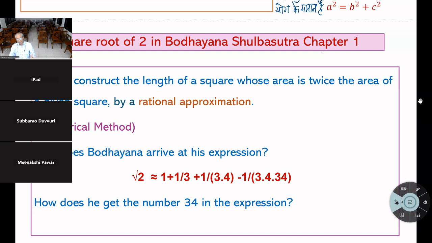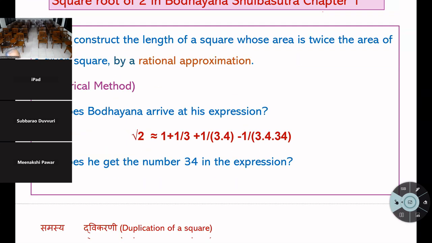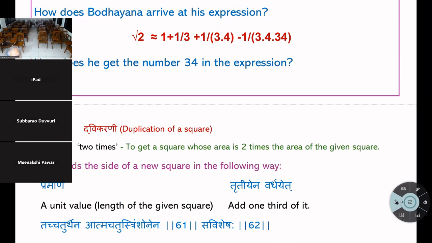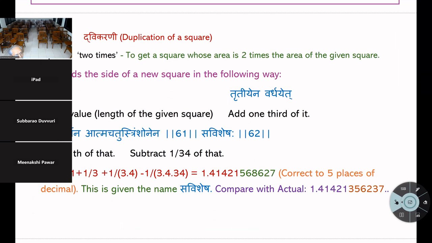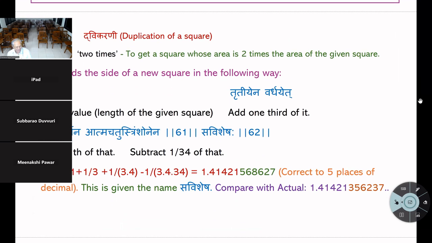It cannot be done by trial and error. You have to know some mathematics behind it. And what is that mathematics? You can also think about what that mathematics is, how he gets 34. Please think about it. So you can try to find out the answer to this question. Okay? Please think about this question.